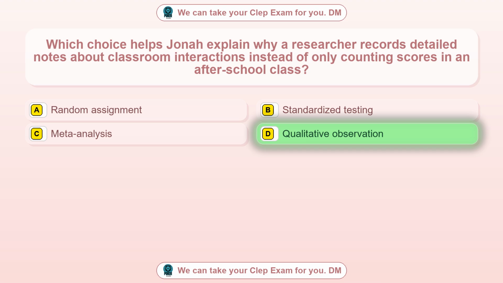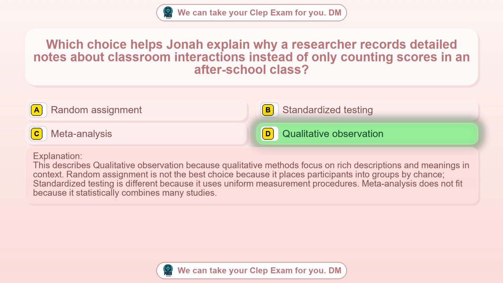Qualitative observation. This describes qualitative observation because qualitative methods focus on rich descriptions and meanings in context. Random assignment is not the best choice because it places participants into groups by chance. Standardized testing is different because it uses uniform measurement procedures. Meta-analysis does not fit because it statistically combines many studies.